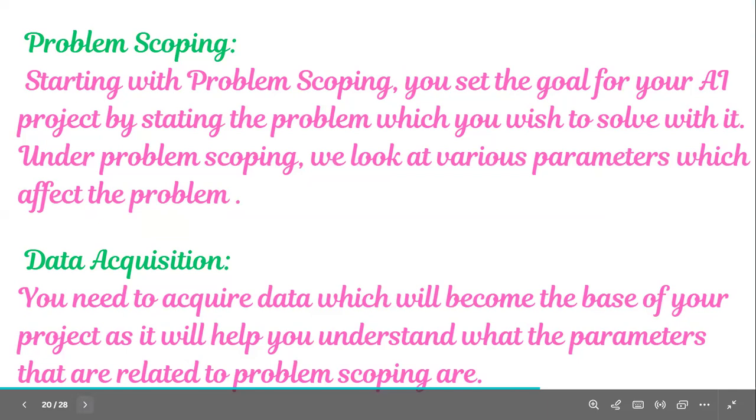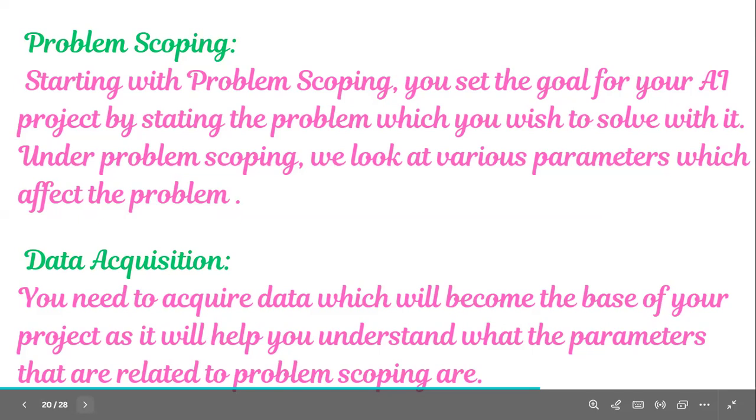Under problem scoping, we look at various parameters which affect the problem. This is the definition you have to write for 2 marks if they ask you to define problem scoping. They may also ask in an objective question, like in which stage we can identify the problem and come up with the solution. At that time, you can choose problem scoping.